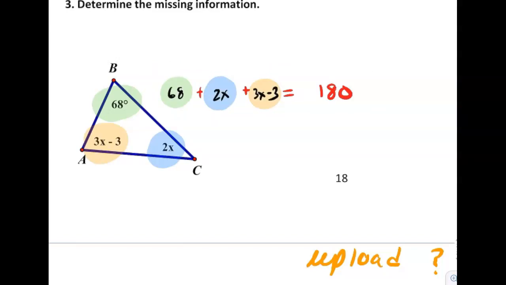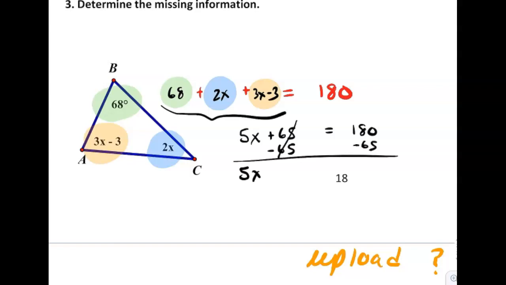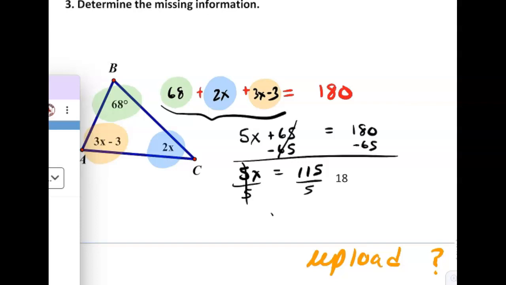And to check your work, let's combine like terms on the left side of the equation. We have 5x's, right? 2x plus 3x. And then we have 68 and a negative 3, which would be a positive 65. And then we solve a simple two-step equation from there. Five x equals 115. Divide both sides by 5, and x is going to be 23. That's it.